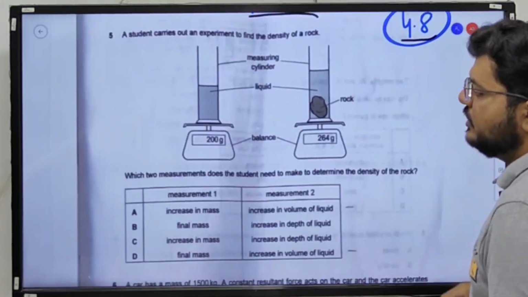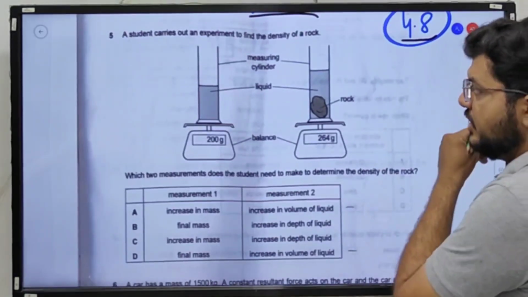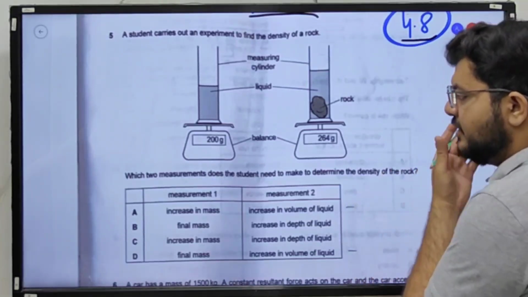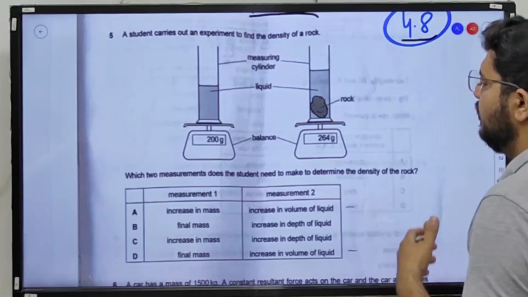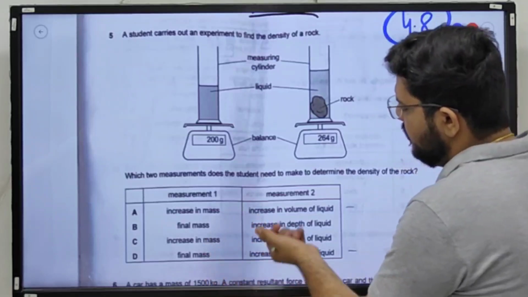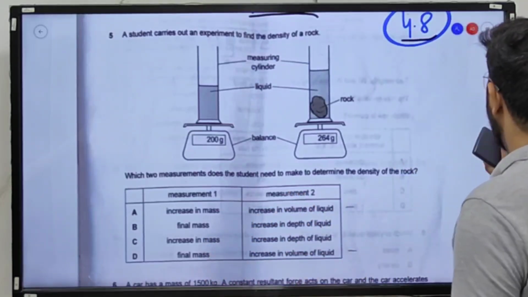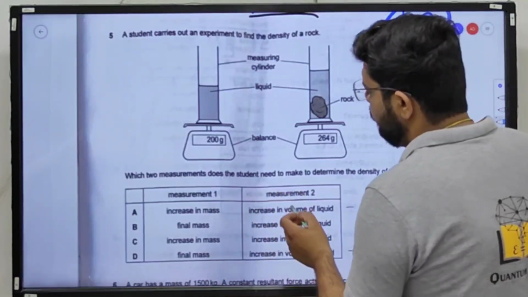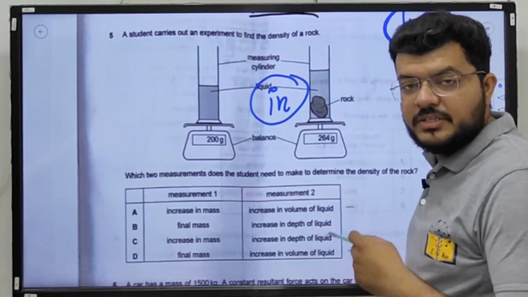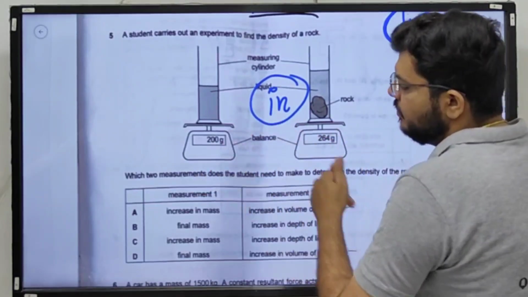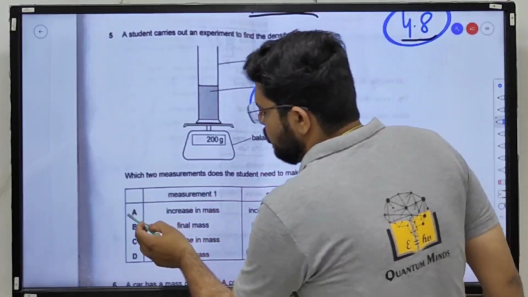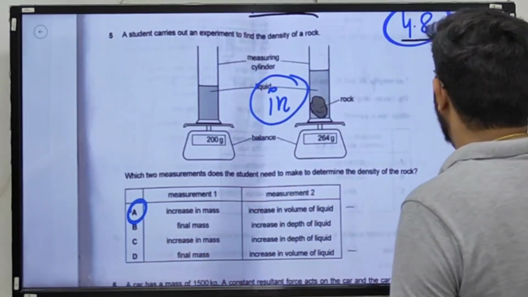Now, question number 5. A student carries out an experiment to find the density of a rock. Which two measurements does the student need to determine the density of the rock? Measurement 1, increase in mass, measurement 2, increase in volume. Because for the rock, it is the increase in volume and the increase in mass, final minus initial in both cases. So we are finding change and this change is actually an increase. So option A is the correct answer.